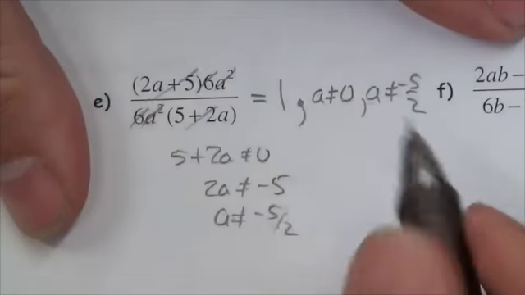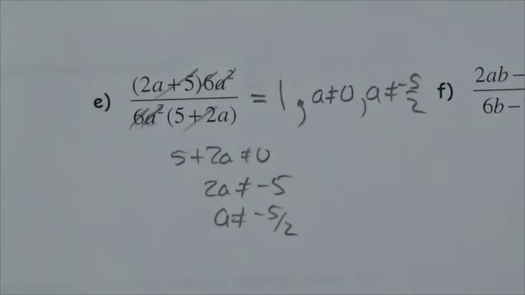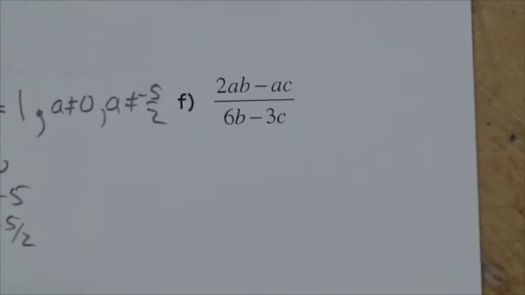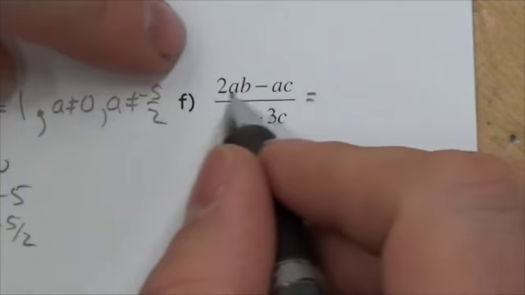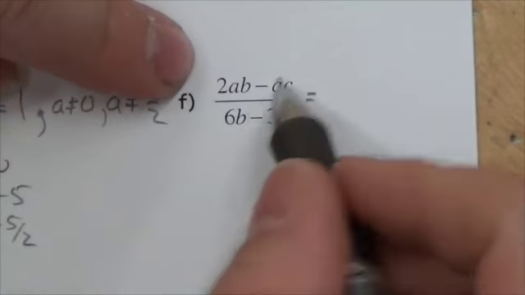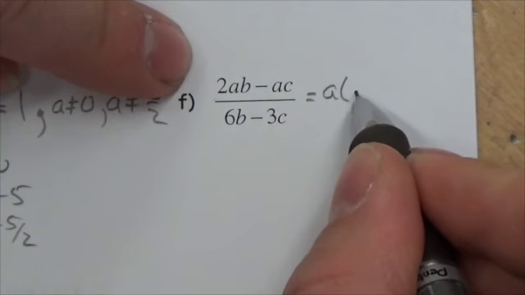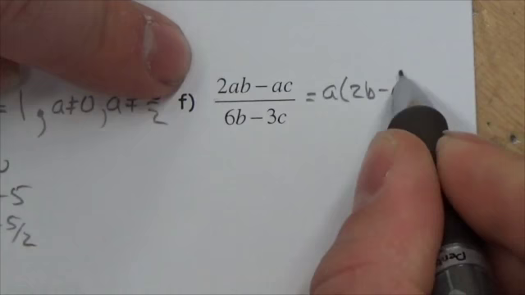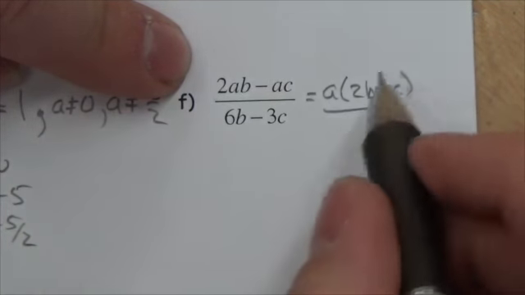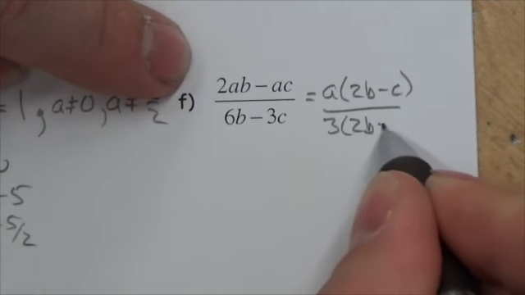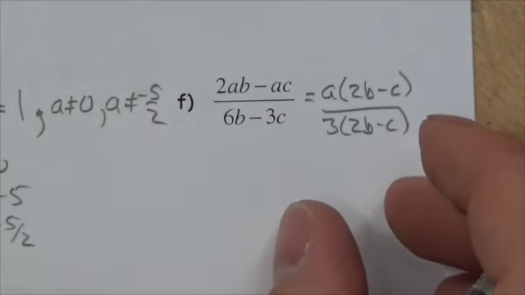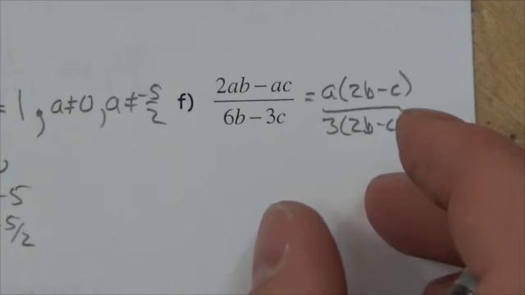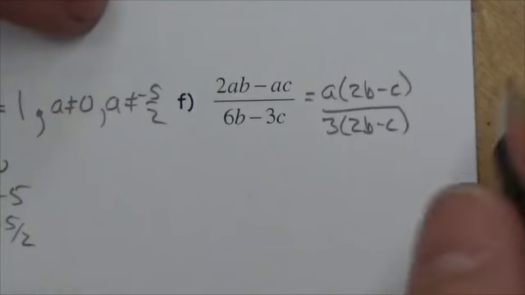And once you've stated that, now I can write that they're equal to each other. Okay, now finally, something that we're going to have to play a little bit with here. I'm going to have to factor a little bit here. So I can take out a common a here, and that'll be 2b minus c. And I can take out a common 3 here, and that'll be 2b minus c. Now these are equal because I haven't canceled anything. I've just written them differently. Okay, so these are equal.